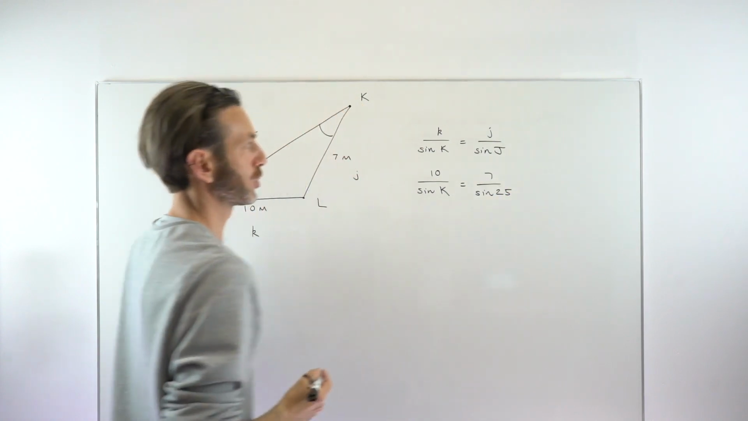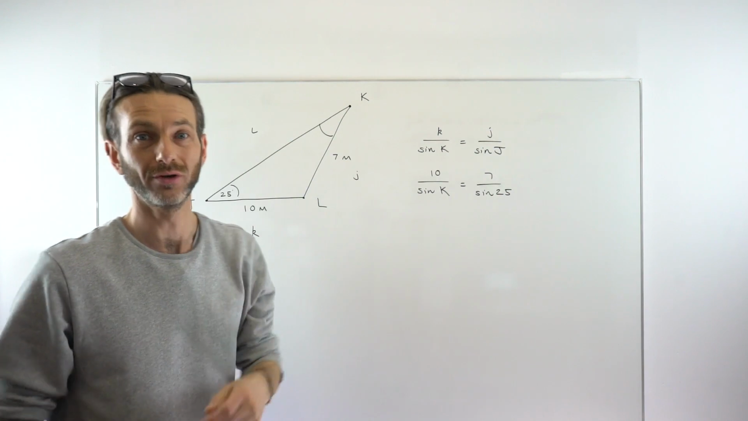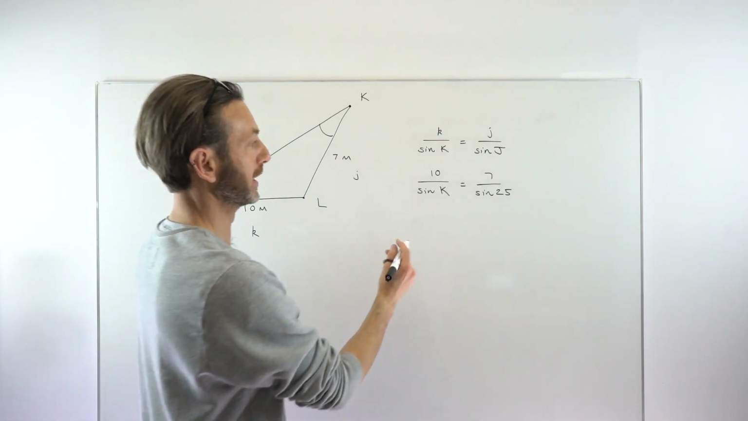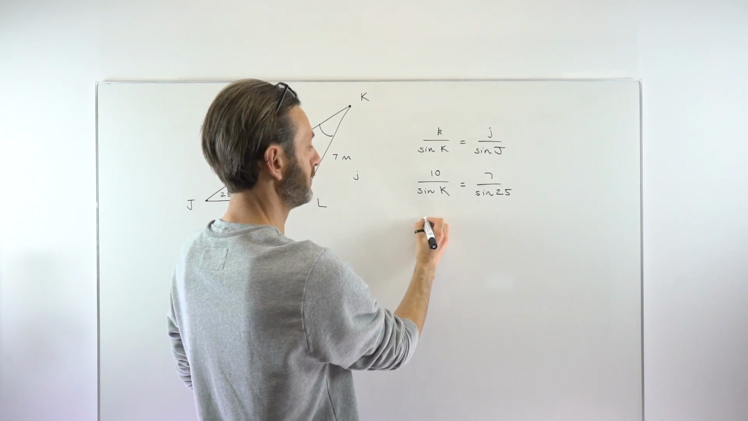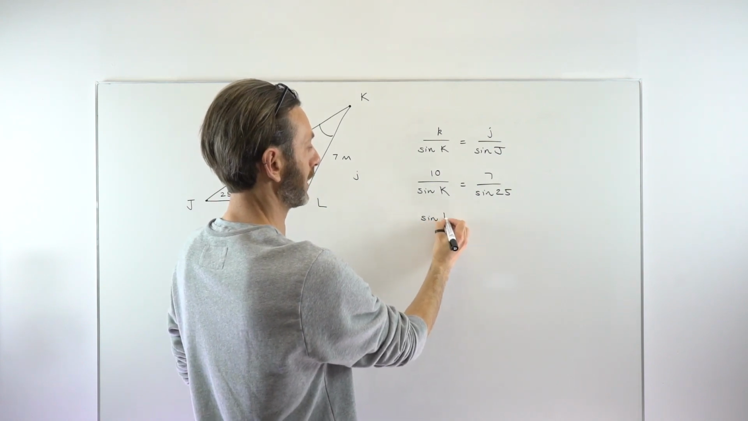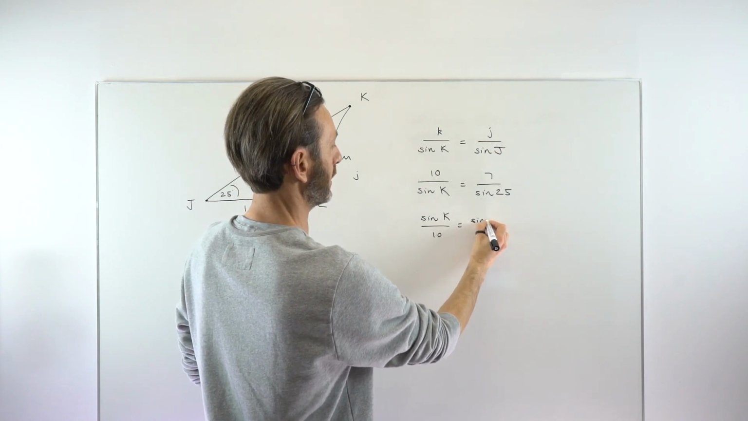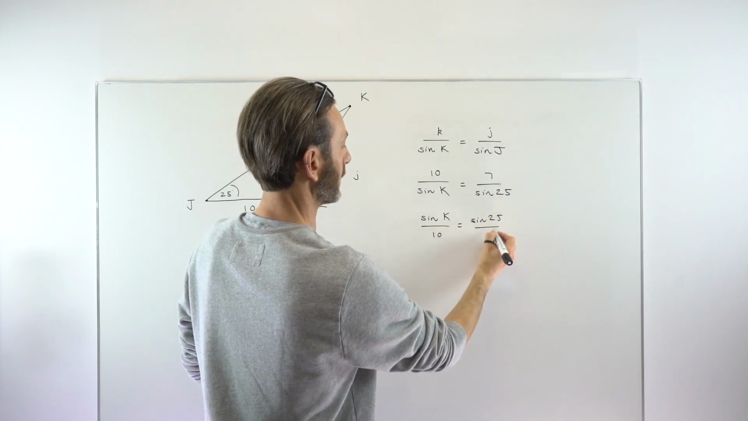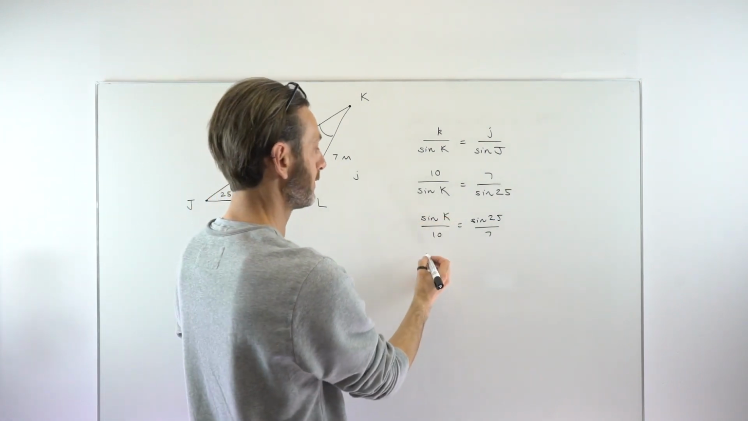Remember the formula sheet presents the sine rule this way, but you can also flip these if you're trying to find an angle. That makes the algebra a little bit easier. So either at this point cross multiplying or flipping them. I'm just going to flip them. So that would give us sine K over 10 on the first fraction equals sine 25 over 7 on the second.